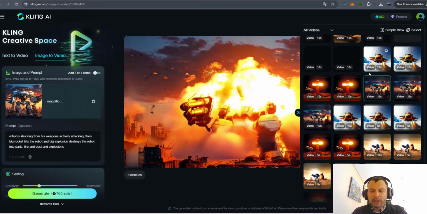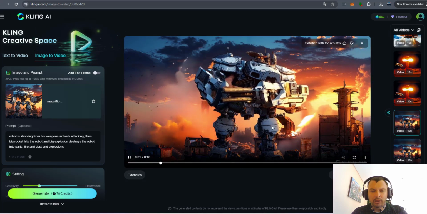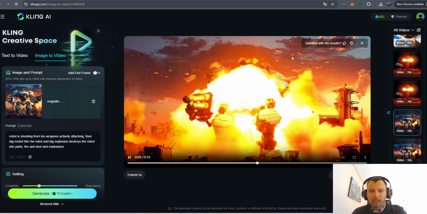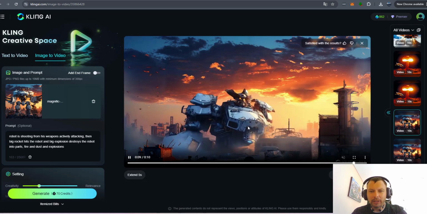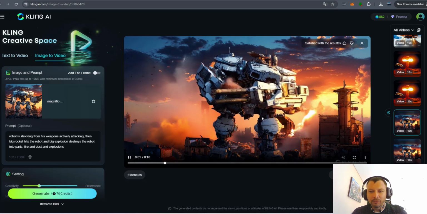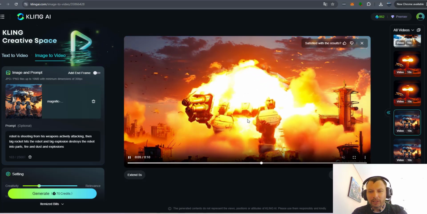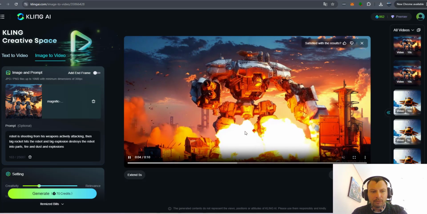Now we have Kling, a clear winner in this animation. You can see robot is finally moving and explosions are actually happening around him, not somewhere behind, and he's exploding. This is a clear winner. It's still messy. I would say 3 out of 10, but at least this is something I can work with. Good job, Kling, on this one.